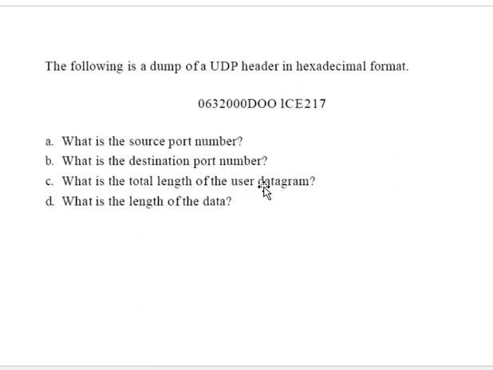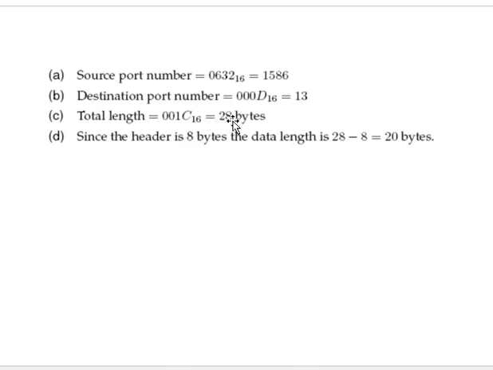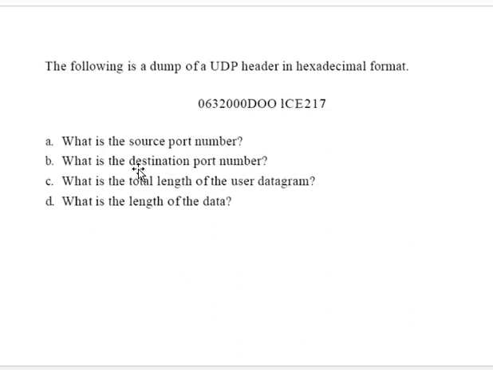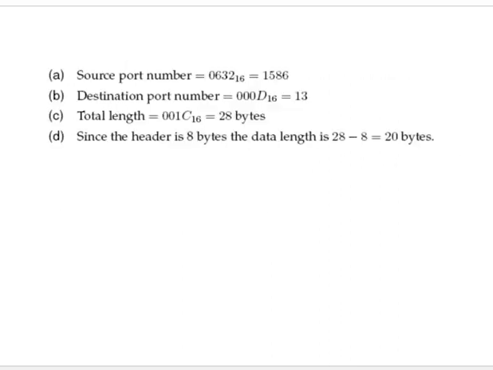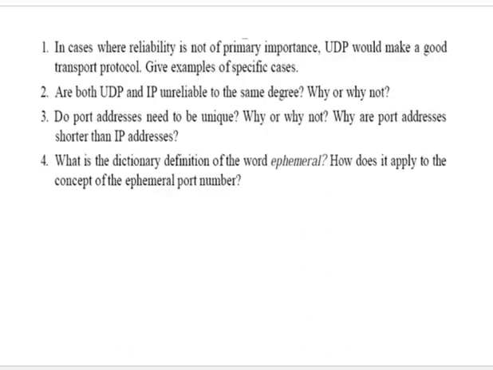Now the third is 001C, which is the total length of the user datagram. So 001C is 28. Okay, so 28 bytes is the total size of the UDP segment, and 8 bytes is the header size. Now what is the length of data? That is 28 minus 8, so that is 20 bytes. Okay, clear? I think this example is clear.